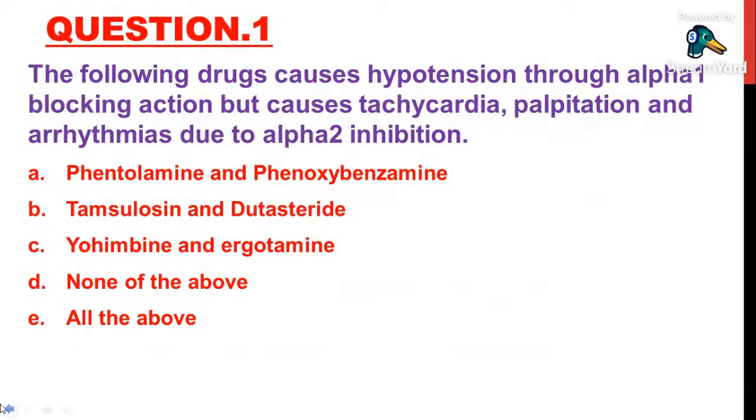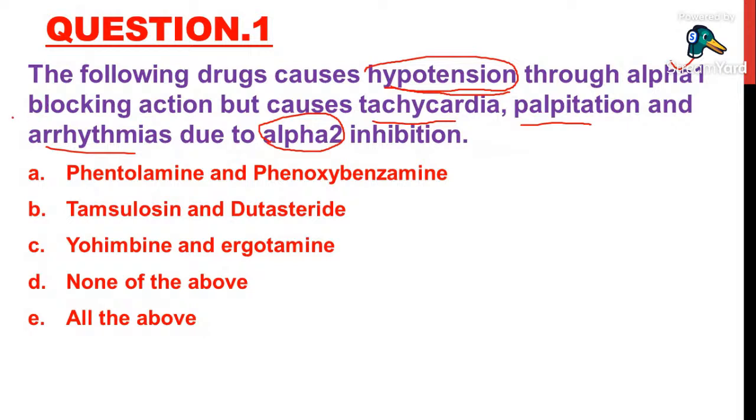Usually, the first question: the following drugs cause hypotension through alpha 1 blocking action but cause tachycardia, palpitation, and arrhythmia due to alpha 2 inhibition. So there are some drugs which cause hypotension through alpha 1 action, and they cause tachycardia, palpitation, and arrhythmias due to alpha 2 action.